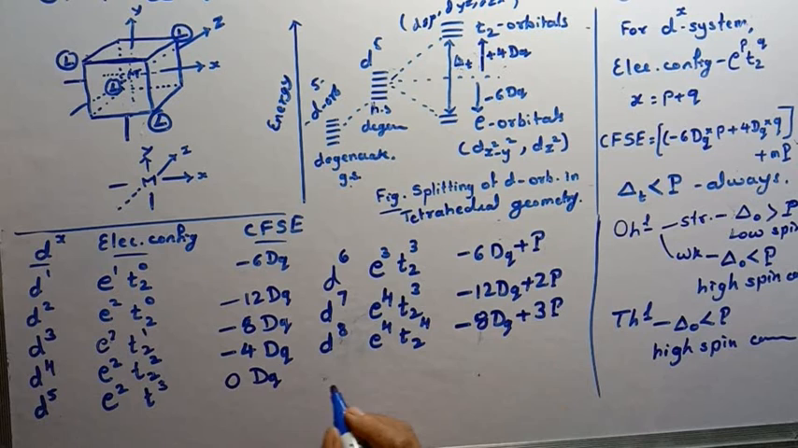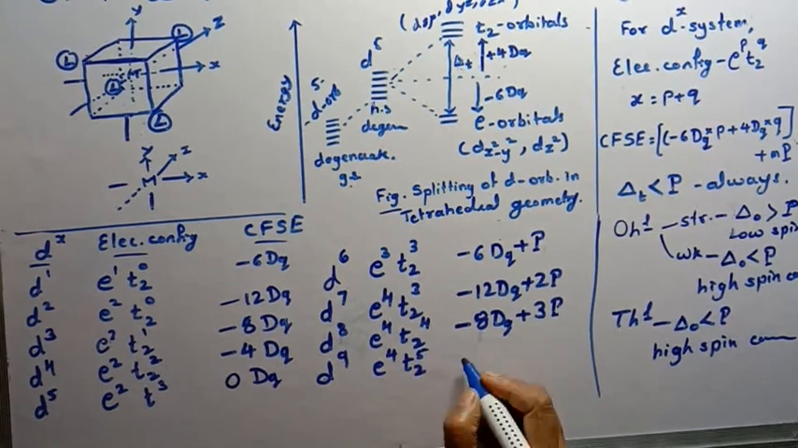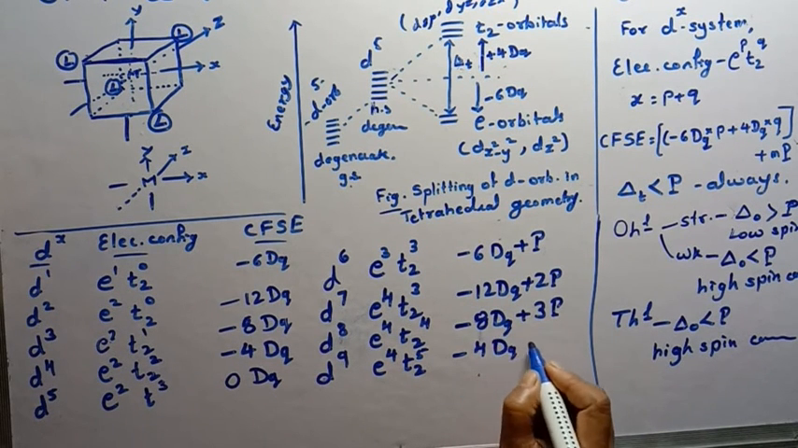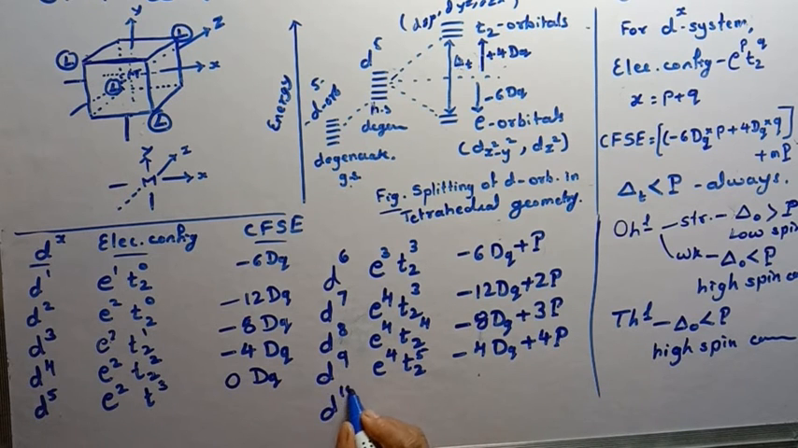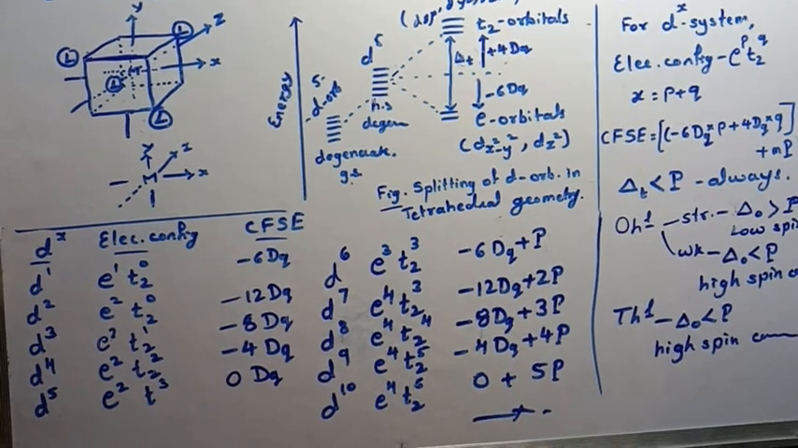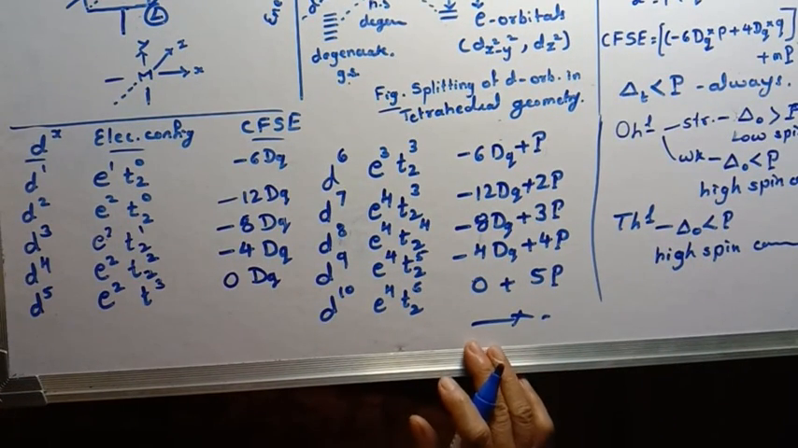Okay. So d9 system, it is completely filled and the next goes to t2 5. So plus 4, it is minus 4 Dq plus 4 pair. And d10, in all the cases it is the same, e4 t2 6, and it is 0 plus 5 pair. Okay. So this will be the answer. So now with this, we'll move on to the next class. Okay. Thank you.